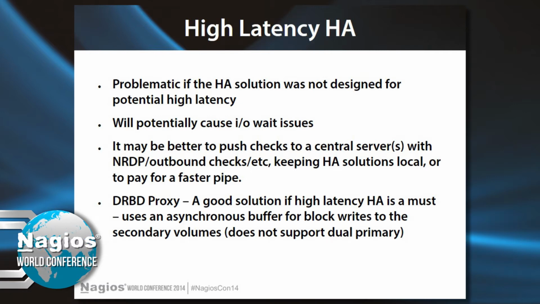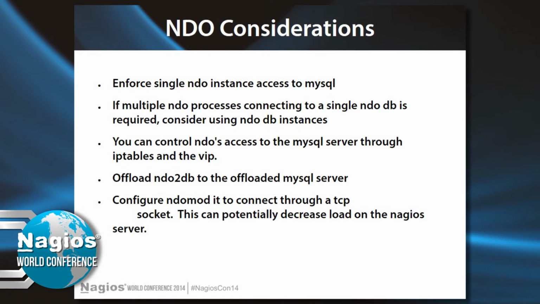DRBD proxy, we just touched on it. It is a decent solution if high latency is a must. It is asynchronous. It does push. You can't use dual primary. As long as your network connection can keep up, you'll be okay. The failover solutions become a little bit more messy if you're doing a high volume of checks. There are also other issues with trying to fail over a WAN if the subnets are different or routes are different. You need to make sure that you've taken care of those things in your environment.